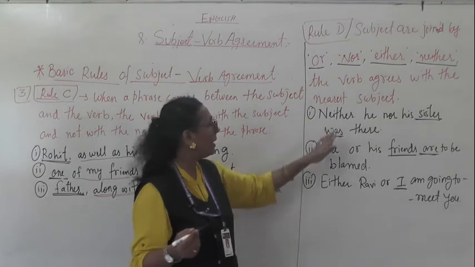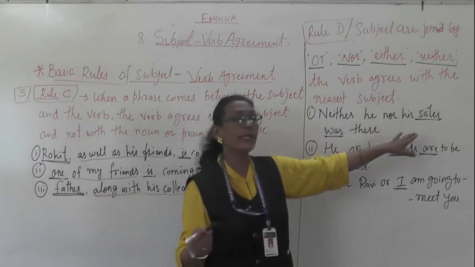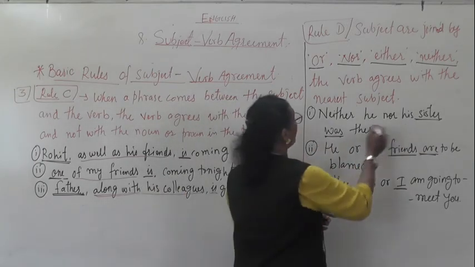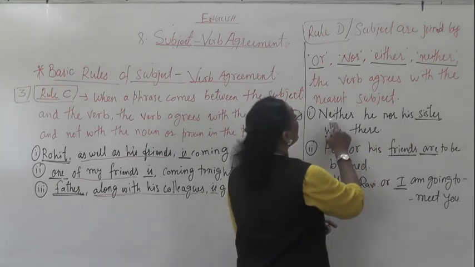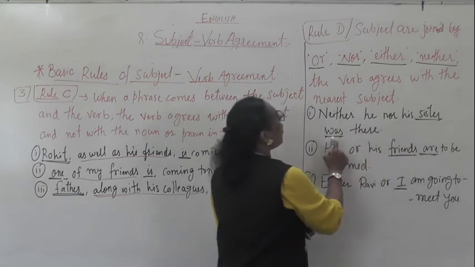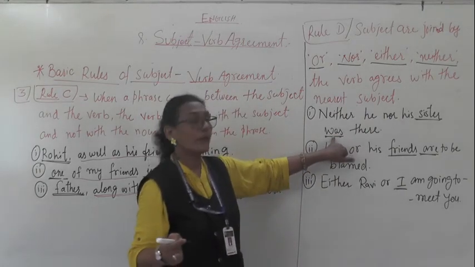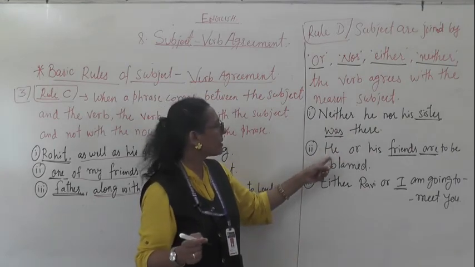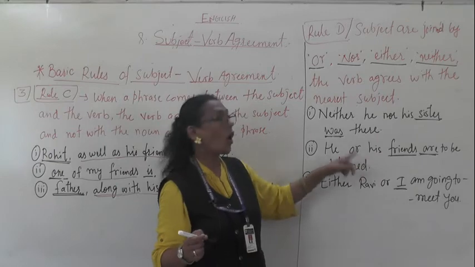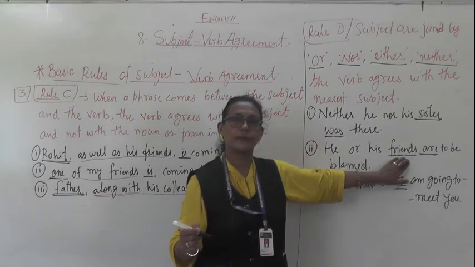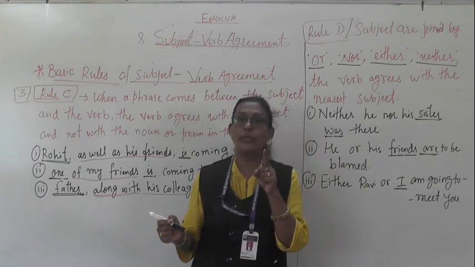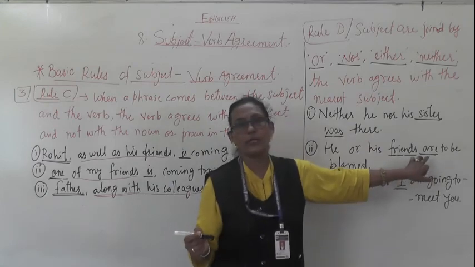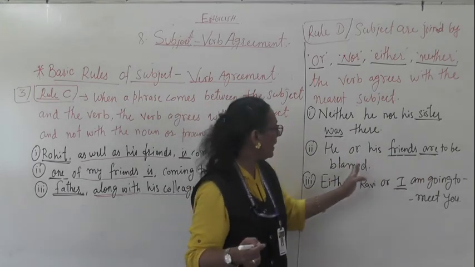Now we go to examples. "Neither he nor his sister was there." Which is the nearest subject here? This is it. Sister is singular, so here the verb is also singular, "was". What is the next? "He or his friends." Friends is plural. So we have written a plural verb here, that is "are". "Are to be blamed."